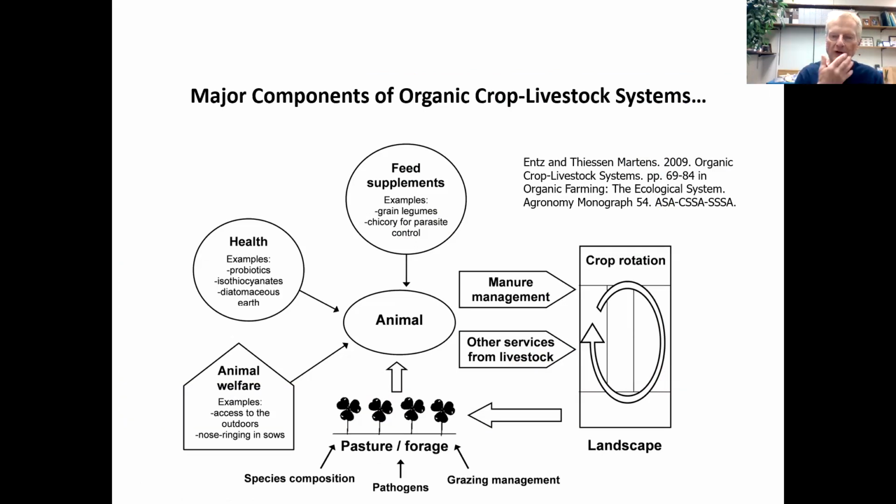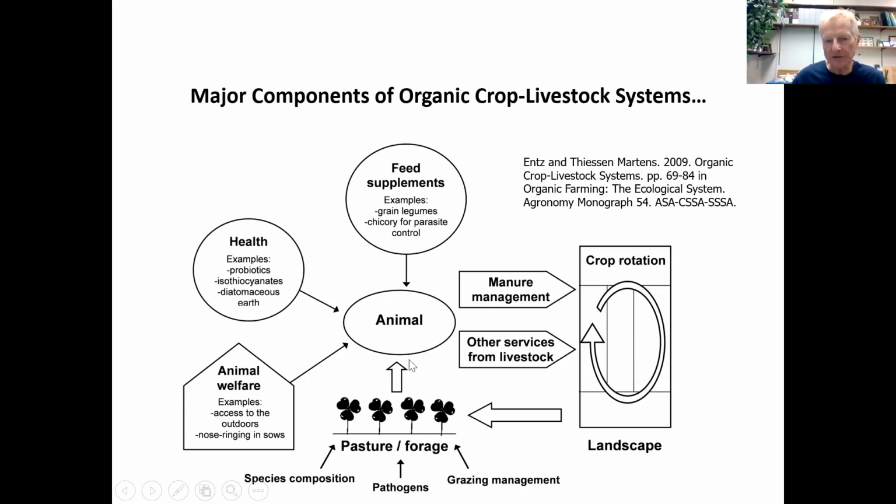So in this program, we've talked about mind maps, and this is a mind map that we came up with for an organic crop livestock system. So it shows the major components of the organic crop livestock system. And it's got different features. I'll go through them quickly.